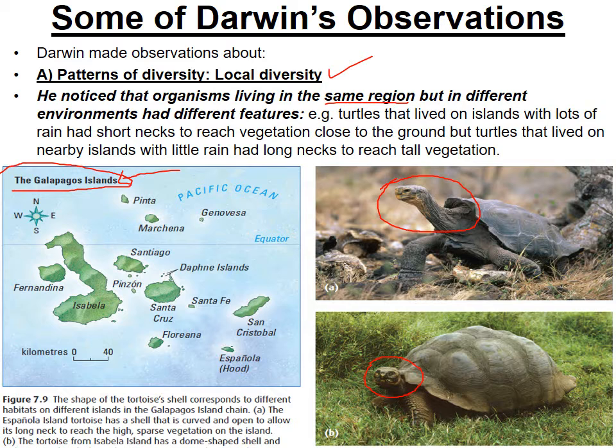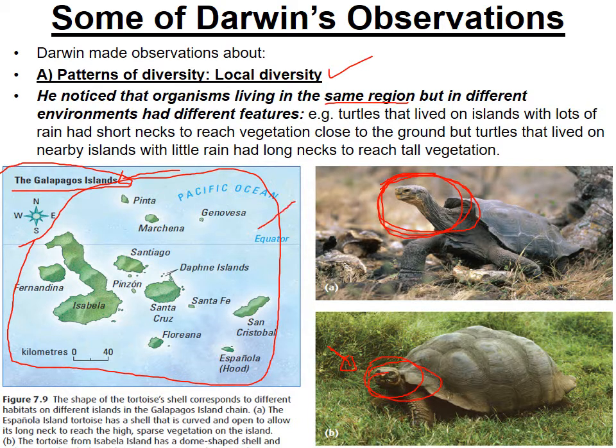And so his idea was, well, maybe where there was more rain, the vegetation was higher up, and so only turtles that had longer necks could survive on that island because they could reach the vegetation. In regions where there was less rain, the vegetation was lower to the ground, so you didn't really need to have a longer neck. You could just survive if you had a short neck, and you could eat whatever's on the ground. So again, he noticed that there was local diversity. Even though you were in the same general region, those regions may have had different environments, and as a result, you'd have different types of organisms living in those different areas.